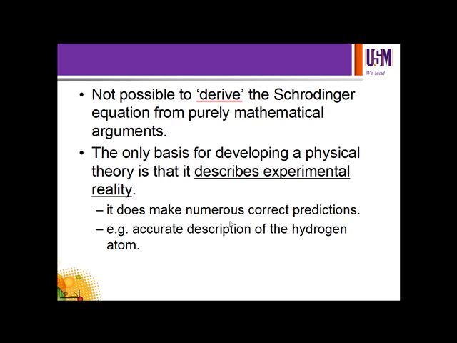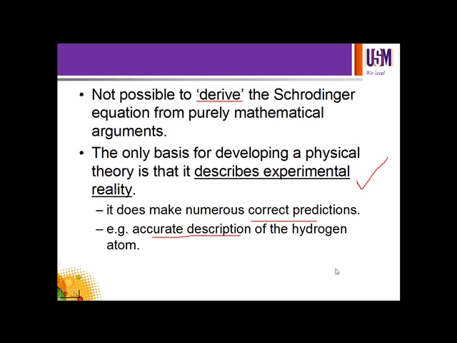The only basis for developing a physical theory is that it describes experimental reality. So the basis for accepting the Schrödinger equation is that the equation predicts correctly. That means it agrees well with experimental results. It does make numerous correct predictions. An example is the accurate description of the hydrogen atom.